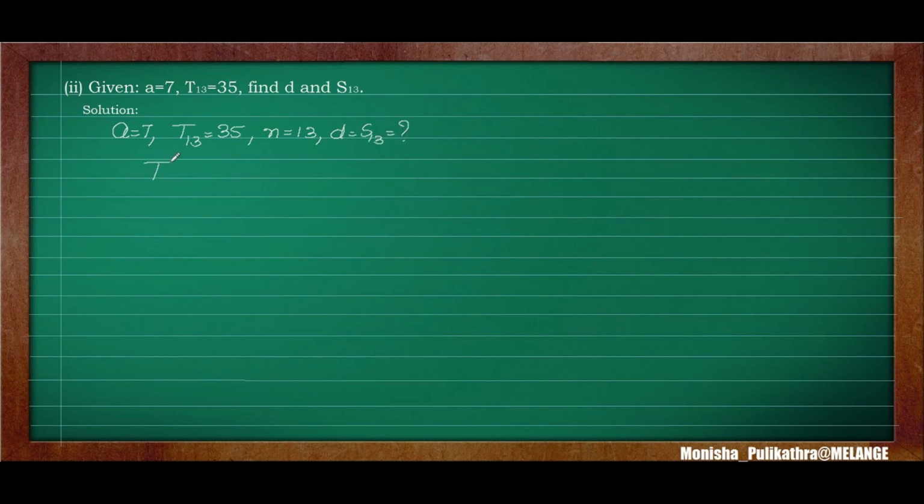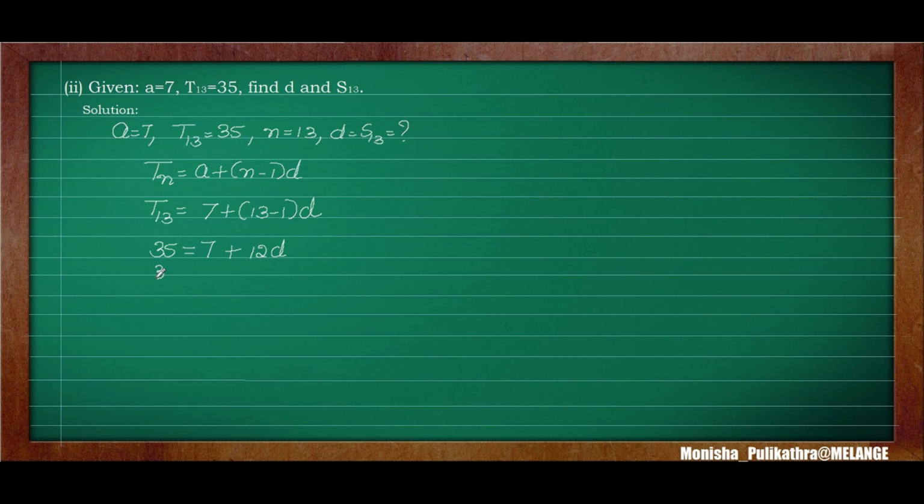Okay, so first we need to apply the Tn formula. Tn is equal to A plus n minus 1 into D. Here instead of Tn we need to write T13. So T13 is equal to A, the first term is 7, plus n is 13, 13 minus 1. So D we need to find out, so write D as it is. So the value for T13 is 35. So substitute 35 in the place of T13 is equal to 7 plus 13 minus 1 is 12, 12D.